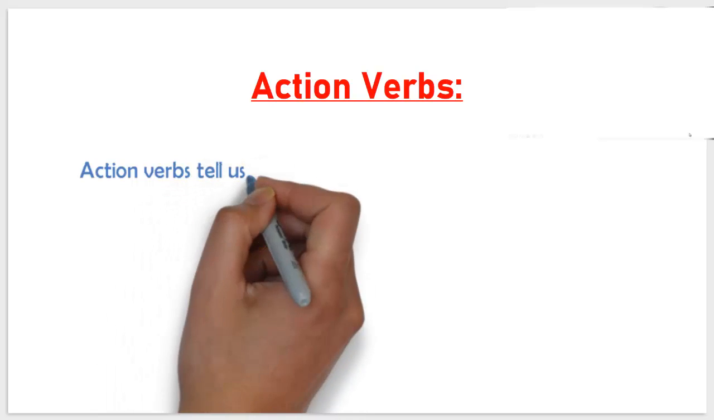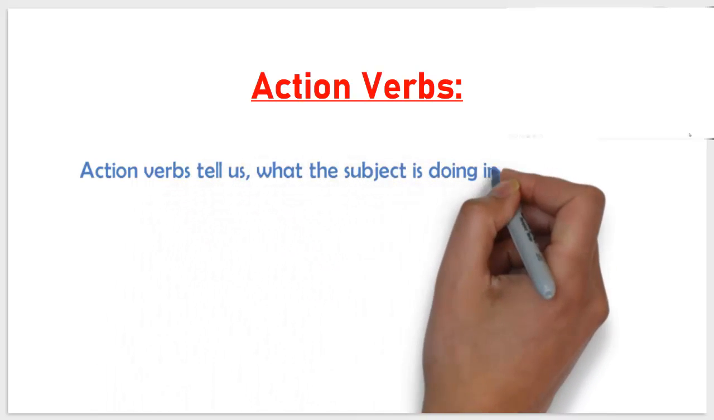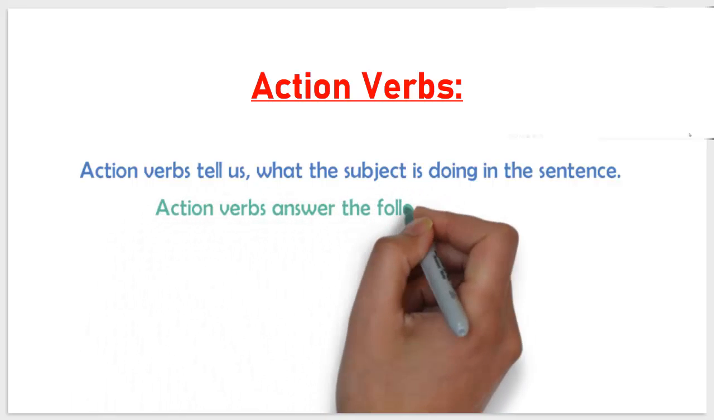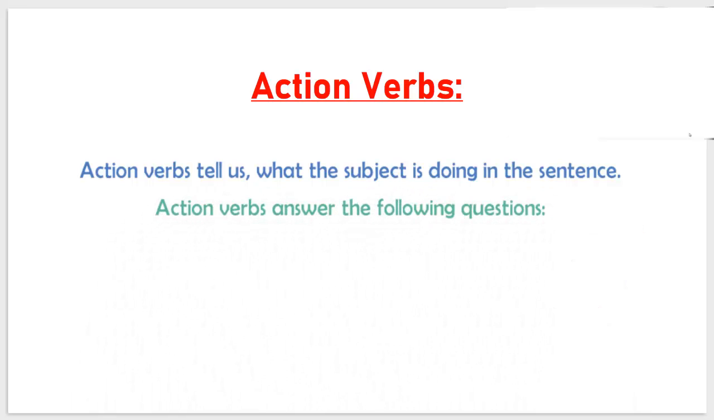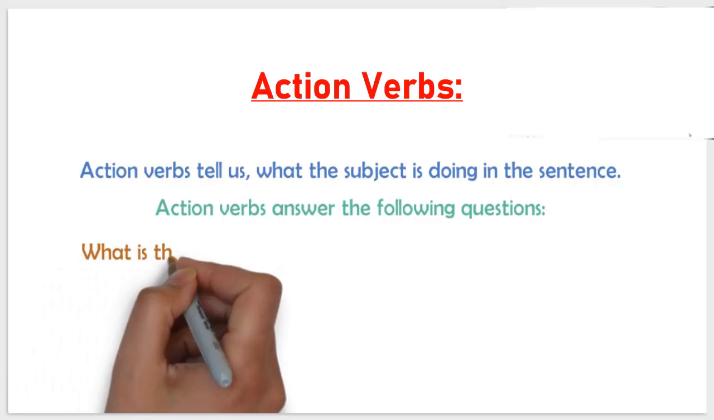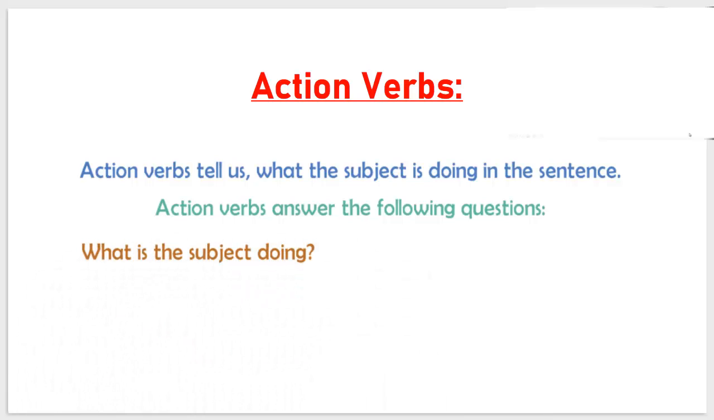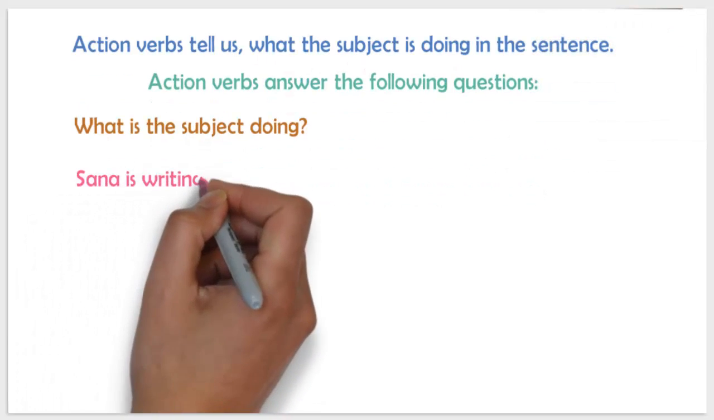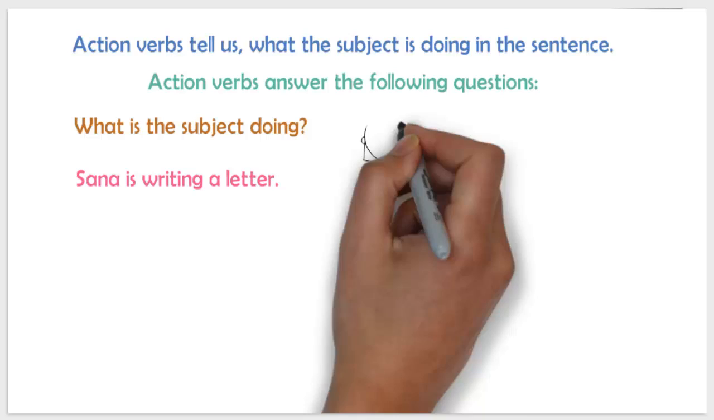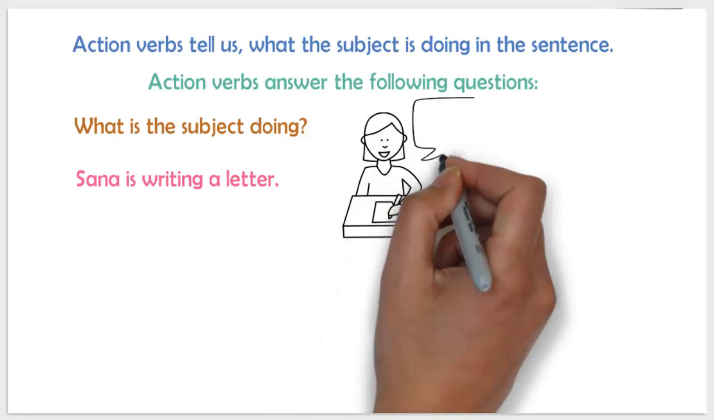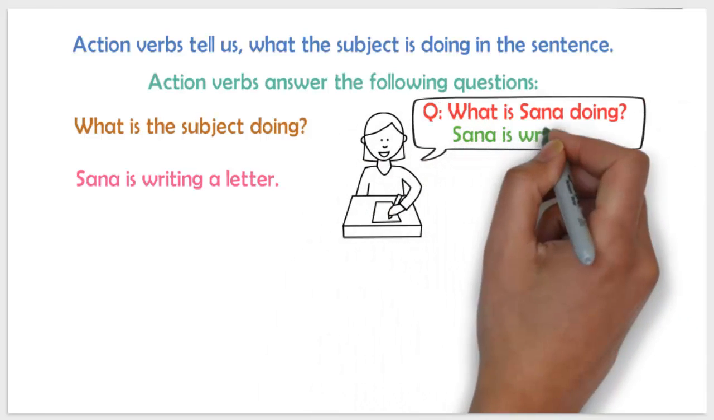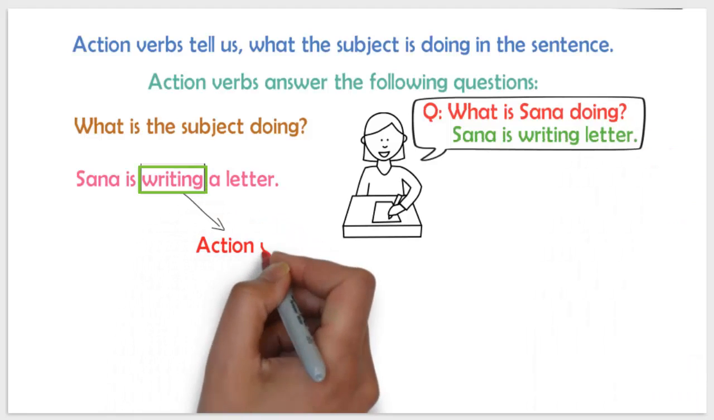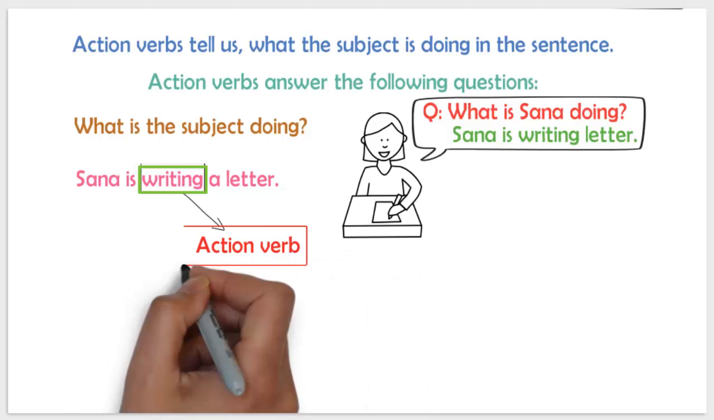The action verbs tell us what the subject is doing in a sentence. Action verbs answer the following question: What is the subject doing? For example, Sana is writing a letter. So, what is Sana doing? Sana is writing a letter. So, the action verb is writing.